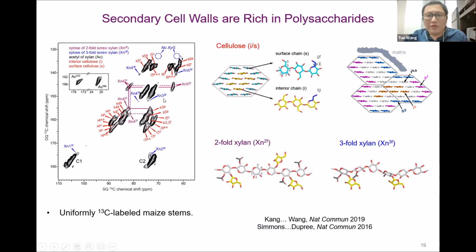For the hemicellulose, we have xylan, and we have twofold xylan signals in purple here, and threefold xylan in blue here. They are well resolved. So twofold here means you have every 2 sugar units for a 360-degree helical rotation, and threefold xylan means you have every 3 sugar units for a 360-degree helical rotation. And you can see that on a larger length scale, you will have a flat ribbon structure for the twofold conformer, but a zigzag structure for the threefold conformer.